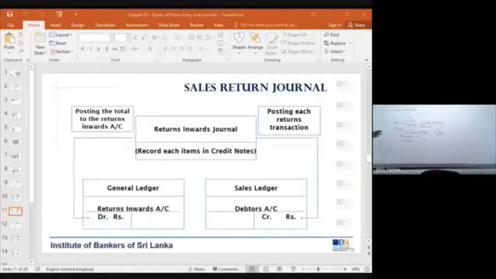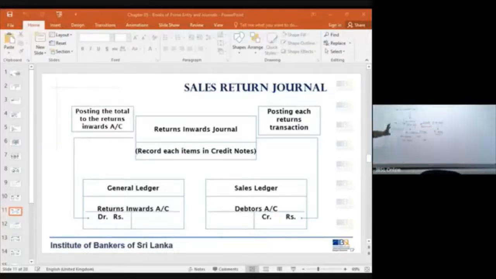So out of the 1,005, now 450 doesn't belong to ABC company. Alternatively, initially this person, Mr. A, was supposed to pay 1,500 to this company. Now he doesn't need to pay 450 back again, and only the remaining has to be paid. So what has actually happened here?